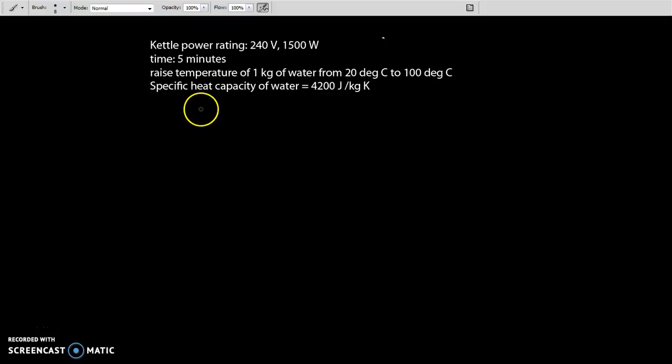Now, for questions like this, as I've always mentioned, for any question that involves energy, the first thing we always have to take note of is the conservation of energy. In this case, we have the electrical energy from the heater converting to the heat energy.